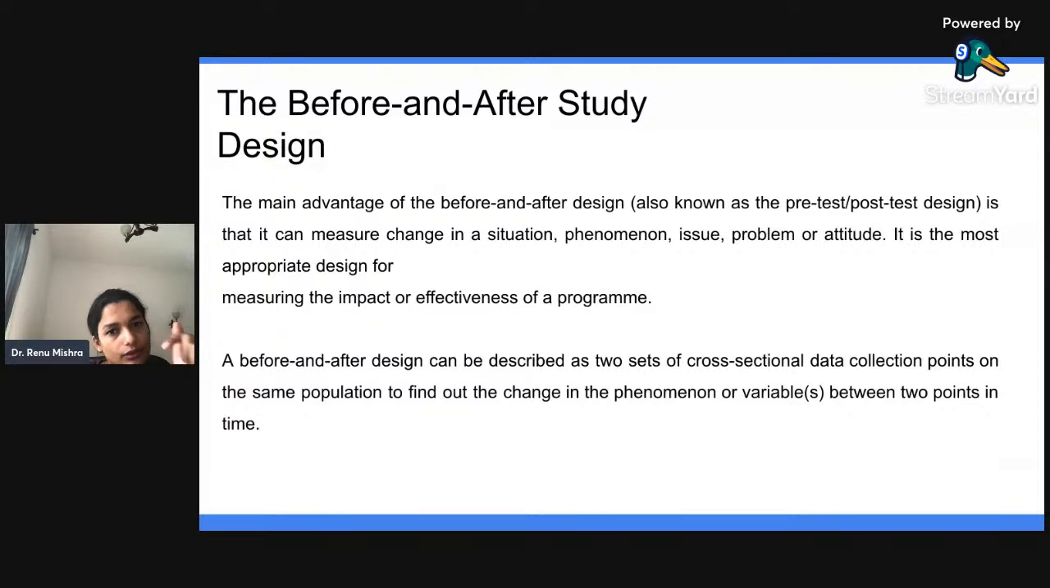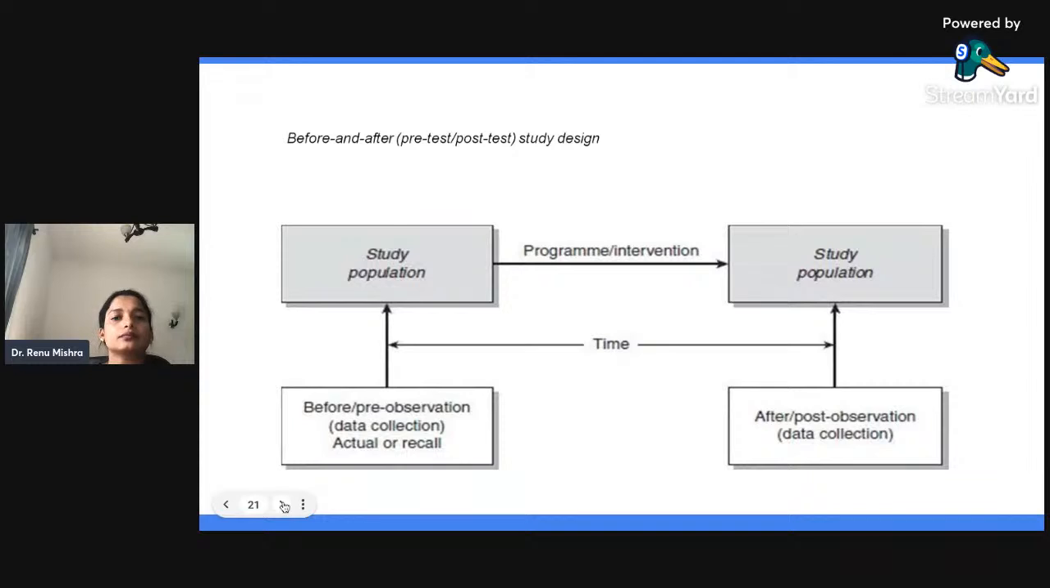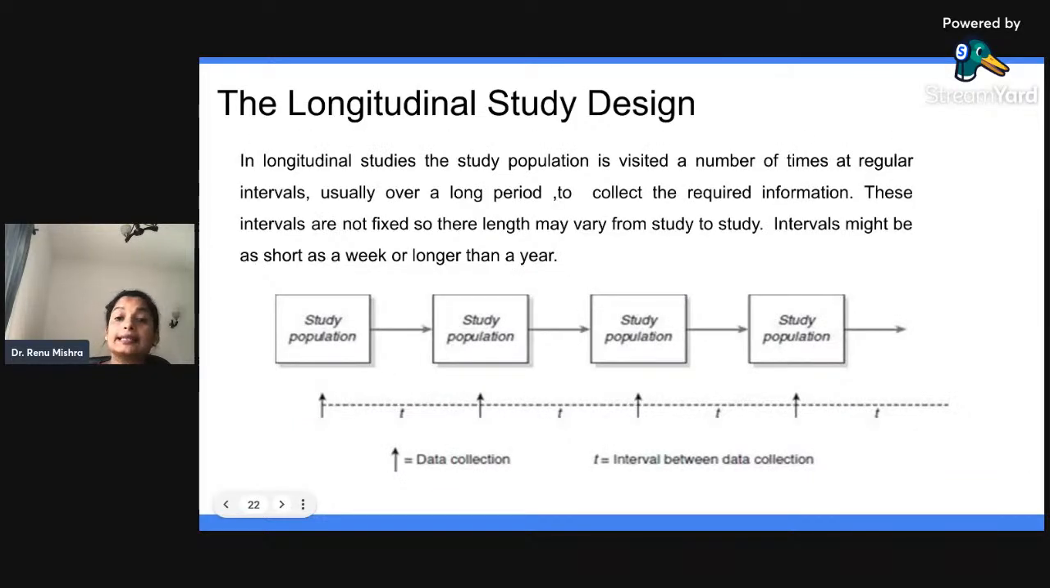Okay, so basically you may say that here there are two different cross sectional studies, one before and another after. Now this is called a longitudinal study.